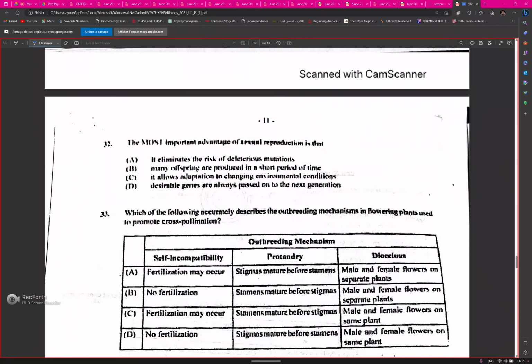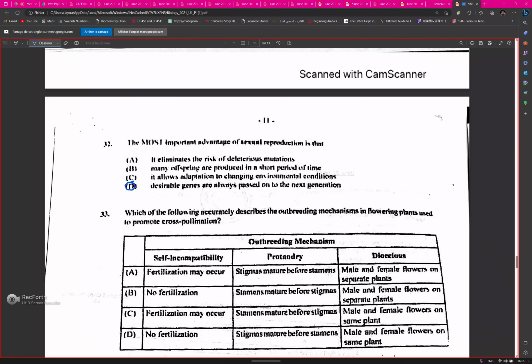Okay. What is this now? 32. The most important advantage of asexual reproduction is that B, many offspring are produced in a short period of time. That's the most important. C. Sir, sexual or asexual? Asexual. Oh, D. Oh, so I said B. D because they maintain. Yeah, vote D, sir.